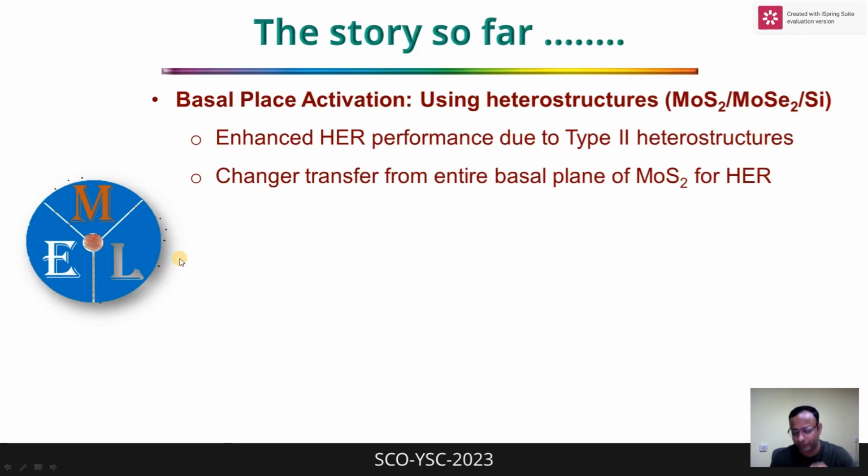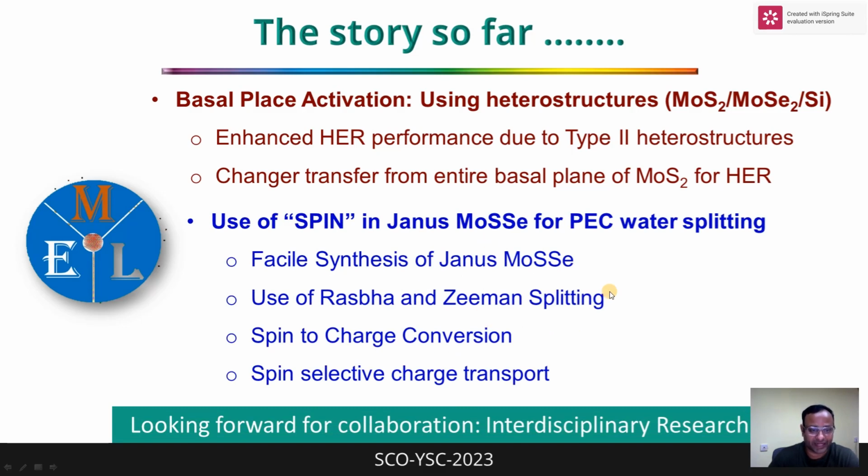So this is the first proof of concept which we were able to establish, and I hope I was able to tell you that we could activate the basal plane using heterostructuring, and also that the new area, which we call spin manipulated electrochemistry using Janus 2D material, has a lot more to do. I am looking forward to collaboration, not only for fundamental but also for industrial research.